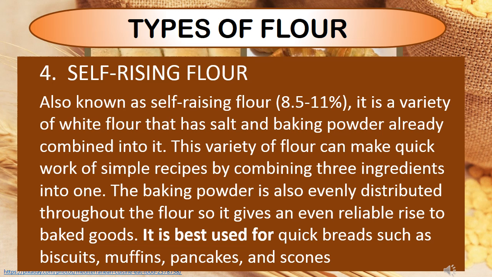The next type of flour is self-rising flour, also known as self-raising flour. It has a gluten of 8.5 to 11%. It is a variety of white flour that has salt and baking powder already combined into it. This variety of flour can make quick work of simple recipes by combining 3 ingredients into one. The baking powder is also evenly distributed throughout the flour, so it gives an even, reliable rise to baked goods. It is best used for quick breads such as biscuits, muffins, pancakes, and scones.